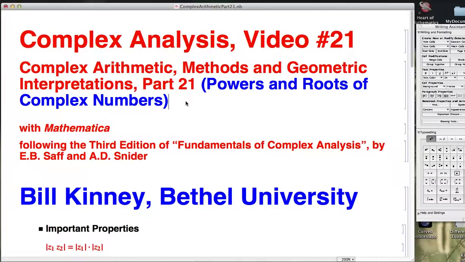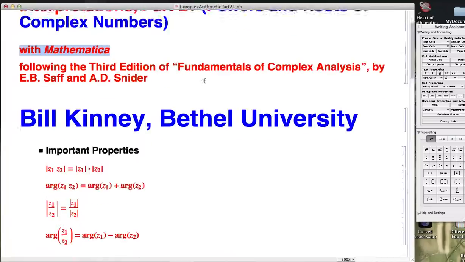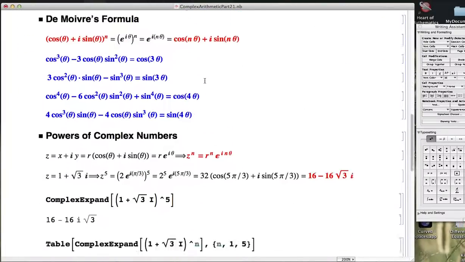This is video number 21 in a series about complex arithmetic. We are now focusing on powers and roots of complex numbers, and we're also using Mathematica to make some animations to visualize what's going on.